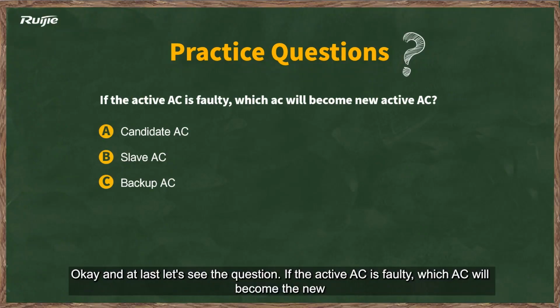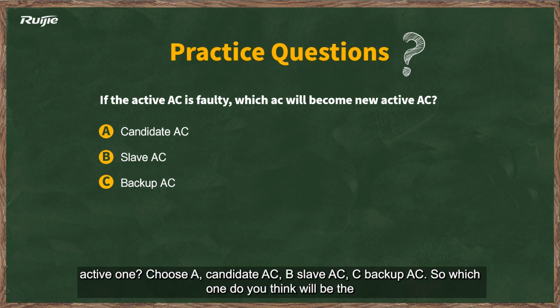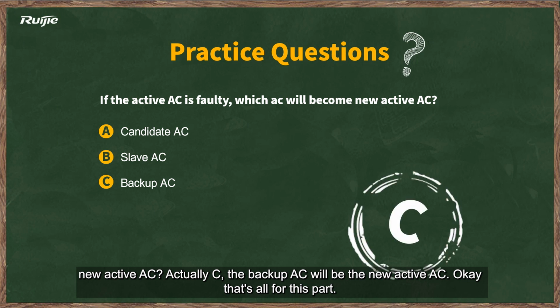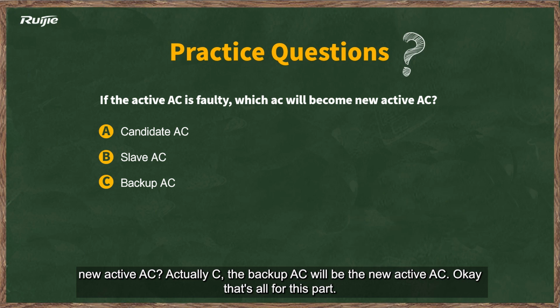If the active AC is faulty, which AC will become the new active one? Choose A, candidate AC, B, slave AC, C, backup AC. So which one do you think will be the new active AC? Actually, C, the backup AC will be the new active AC. Okay, that's all for this part.